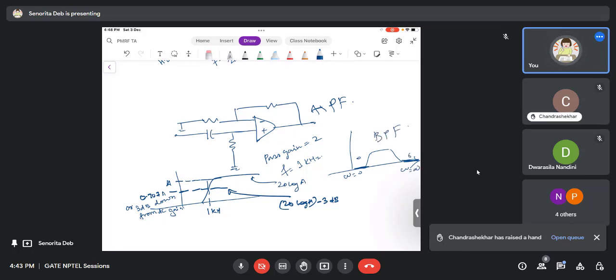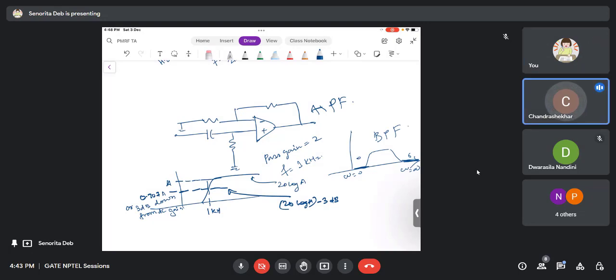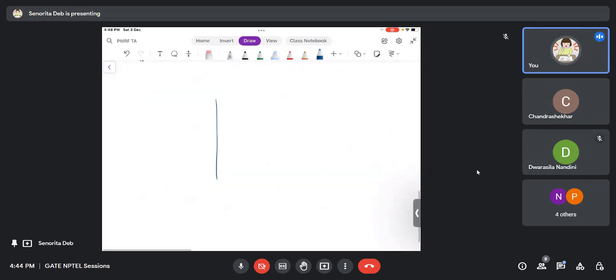Yes, Chandrasekhar. Ma'am, in this graph, we can see at omega equal to 0, the gain is 0, and you are saying that pass band gain is 2 for a high pass filter. So what will be the pass band gain, Chandrasekhar? What do you mean by the pass band gain?